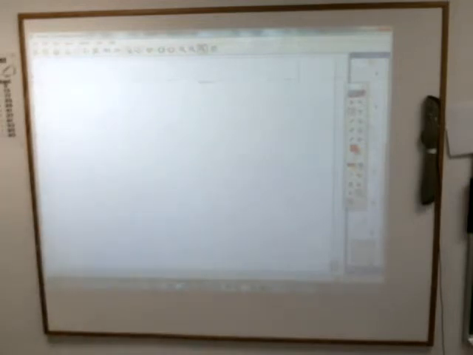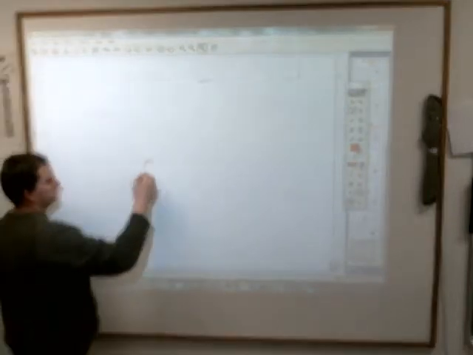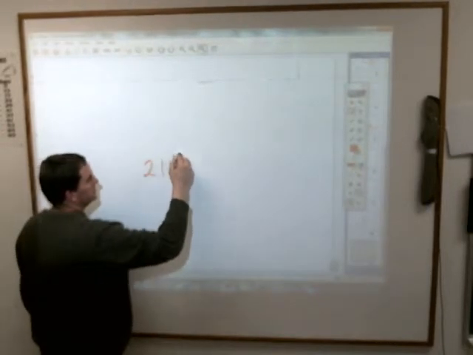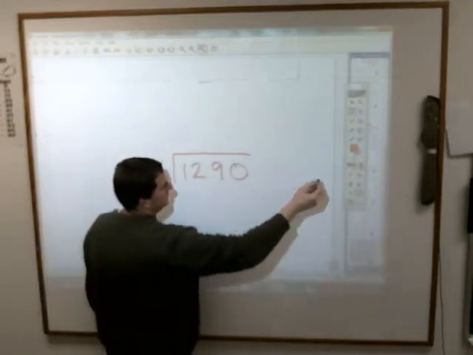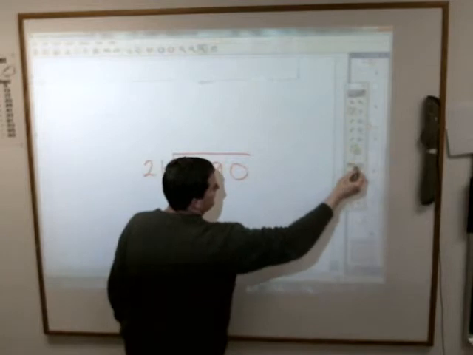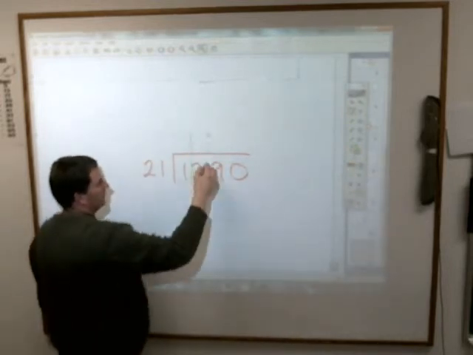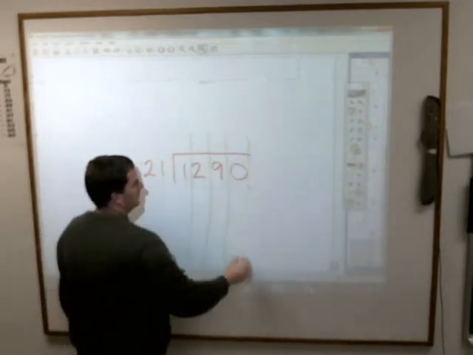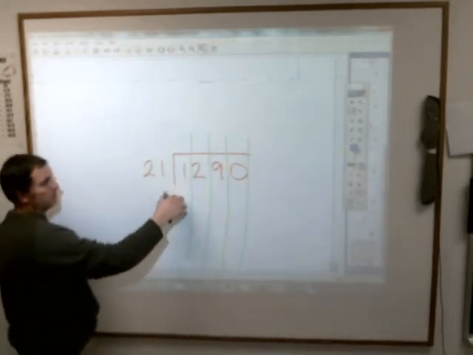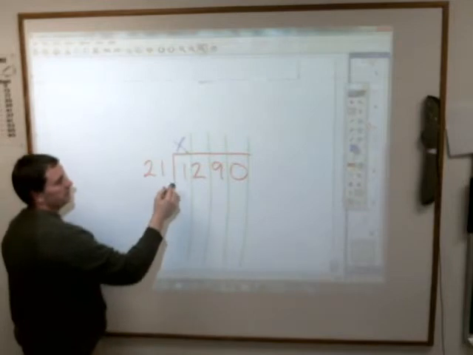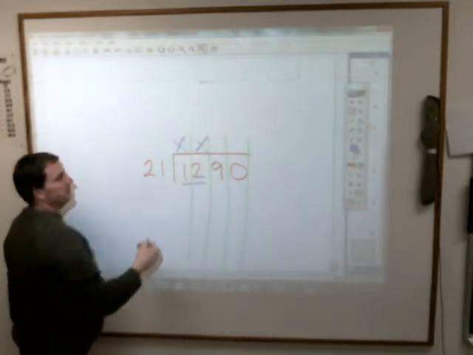How about, let's see, 21 into 1290. 21 into 1,290. And again, we're working on those straight rows and columns. 21 doesn't go into 1, so you should put nothing above the 1. 21 doesn't go into 12, so nothing above the 12.